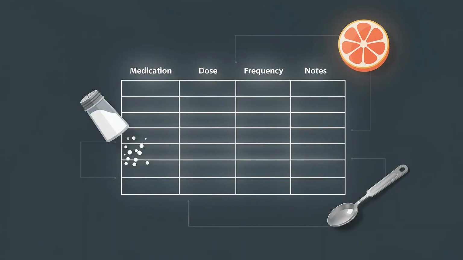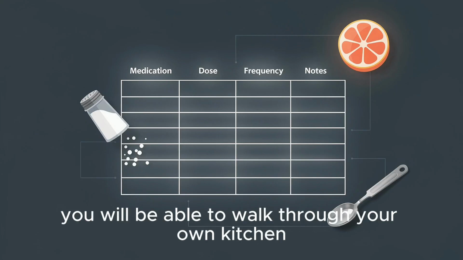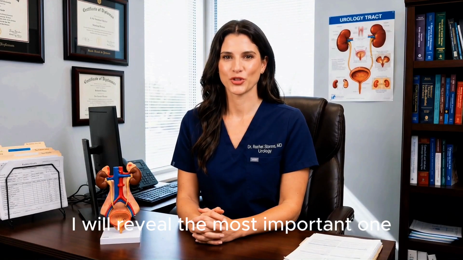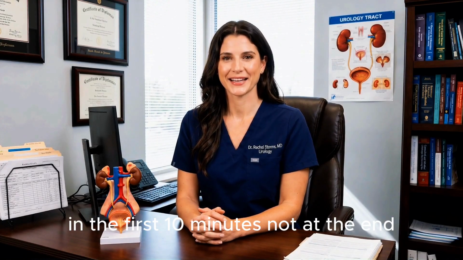in my practice. Stay with me through the full video because the framework I am giving you today is not just about one item. It is about reading your kitchen the way I would read a medication chart, identifying the inputs that interact with what your physician prescribed. By the end of this video, you will be able to walk through your own kitchen and spot the items that need to be reconsidered. I will reveal the most important one in the first 10 minutes, not at the end, because withholding it would mean some viewers stop watching and miss the warning. But I will keep building from there, because the full picture matters.